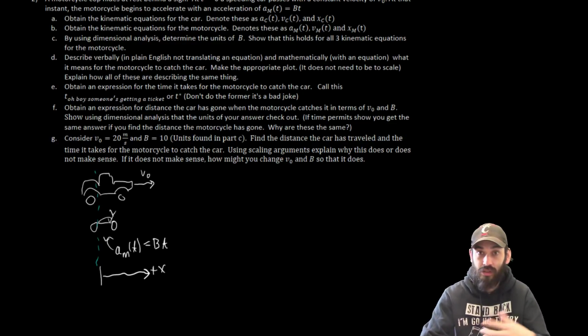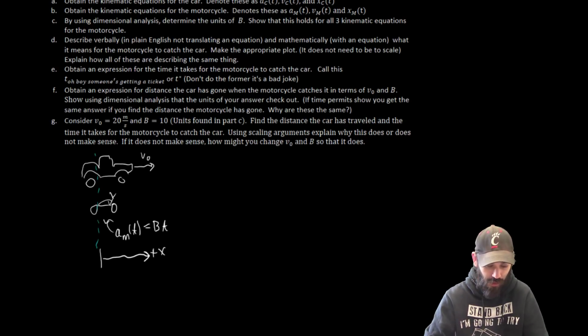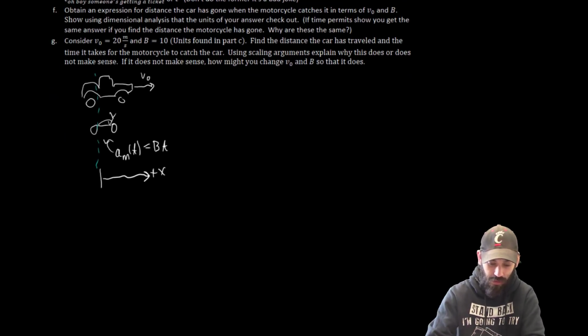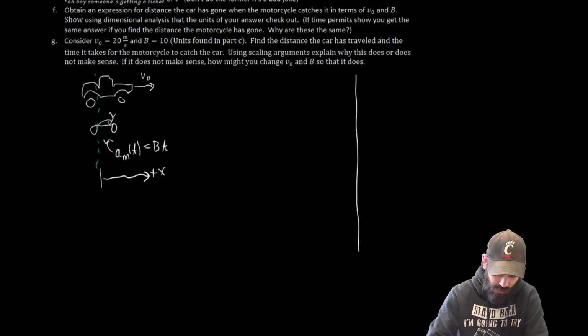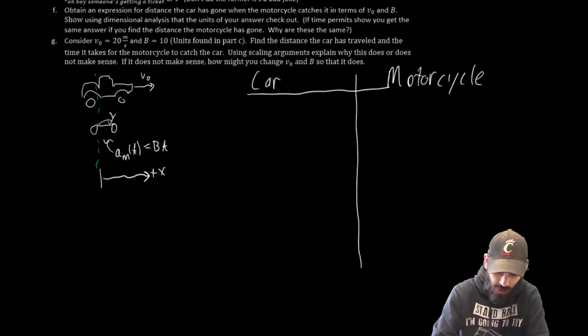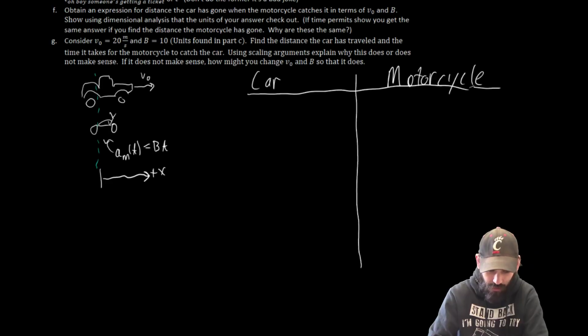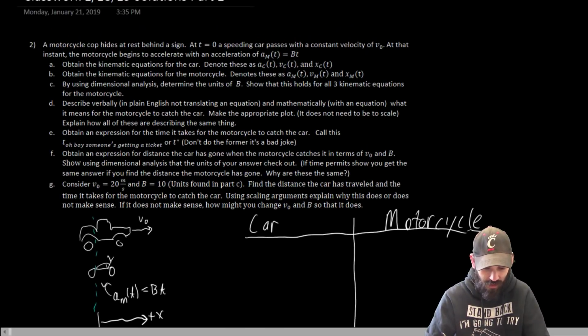Okay, so now that we have our picture and coordinate system to go along with it, let's break this into two pieces. We have a piece for the motorcycle and a piece for the car. So I'm going to draw a little bit of a table here. This is the car and this is the motorcycle. In doing this, let's derive our kinematic equations. That's the first thing that we need to do. The first part is just getting them for the car.